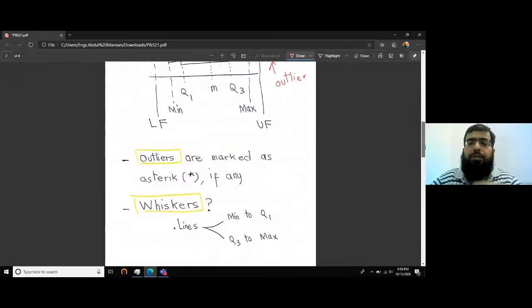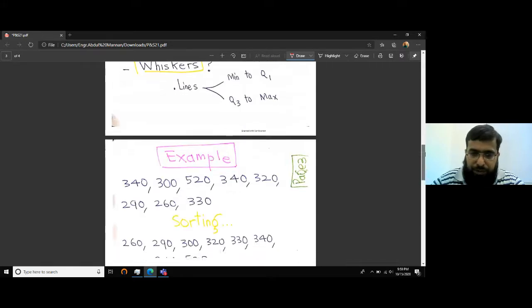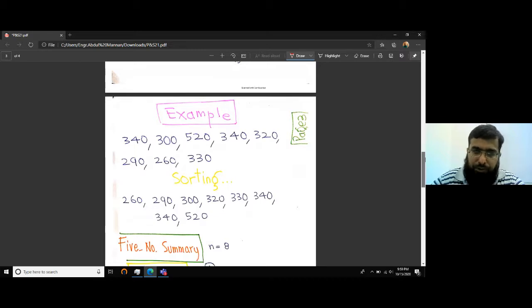Right, so outliers are marked as static if they are any. And whiskers are lines. I have already explained whiskers. So here's a small example to better understand what this box plot is and how to draw it for a given sample. Given this sample containing how many measurements? 1, 2, 3, 4, 5, 6, 7, 8 measurements.